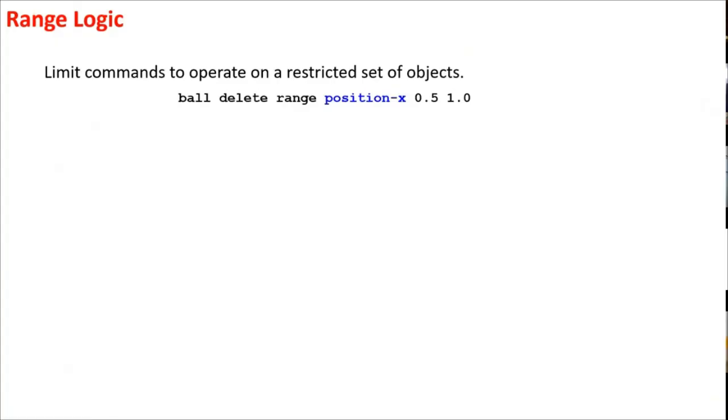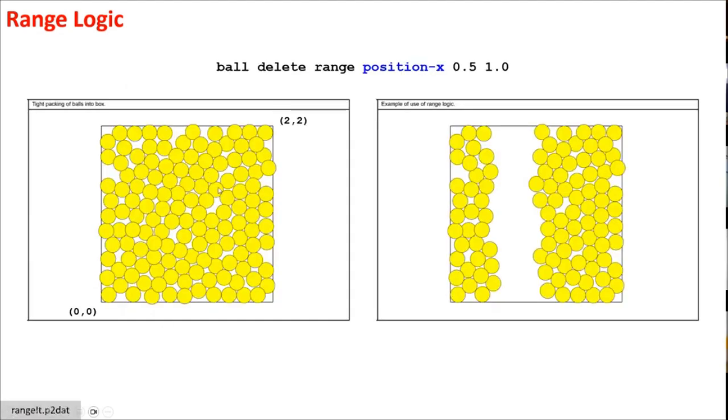Here's now the important thing, range logic. It's going to restrict the command to just a certain thing. It's like a filter. So ball delete. I only want to delete the balls whose x coordinate is between 0.5 and 1. So here's my model. This first pack, the 0, 0 is down here, and this is 2, 2. So if I do position 0.5 to 1 in x, that's this region. And I said delete everybody in that region. So I give this command and suddenly those guys are deleted, right?